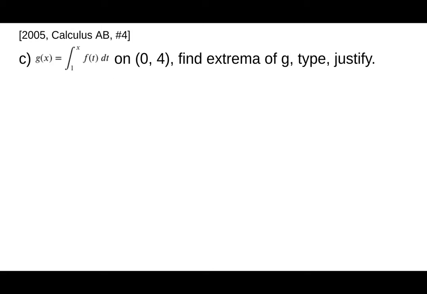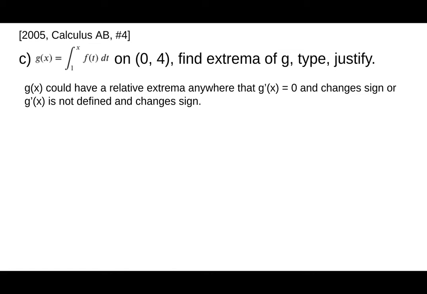In part C, we define a new function g of x to be the integral from 1 to x of f of t dt on the open interval from 0 to 4. And then we are asked to find extrema of g, to identify the type, and to justify our conclusion. So g of x could have a relative extrema anywhere that g prime of x is equal to 0 and changes sign, or g prime of x is not defined and changes sign.